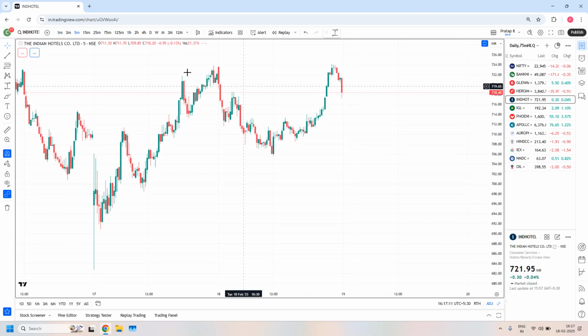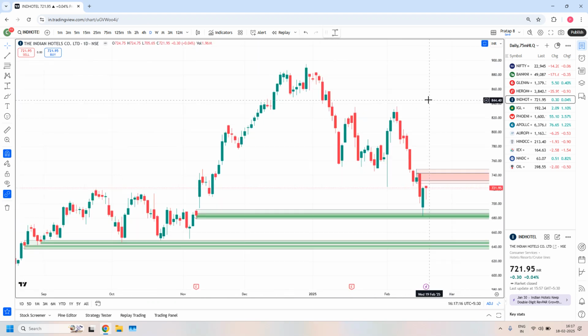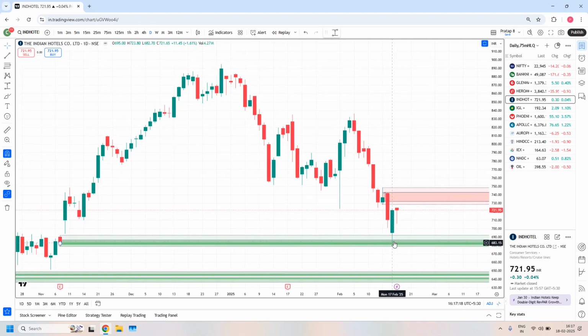The next one is Indian Hotels. This is also a daily high liquidity supply zone. Yesterday we have seen a demand zone trade.